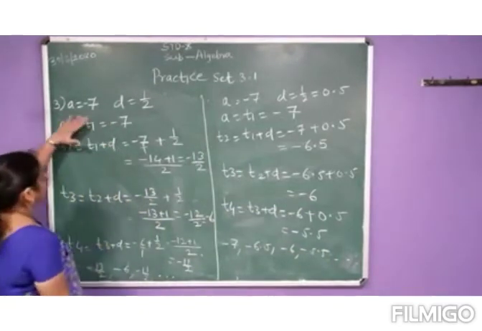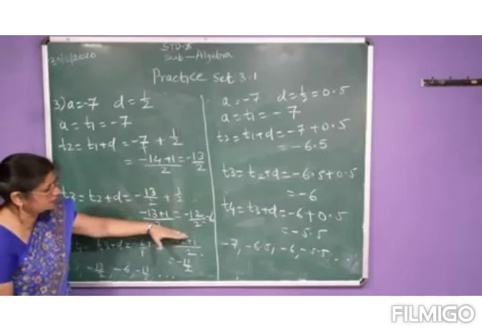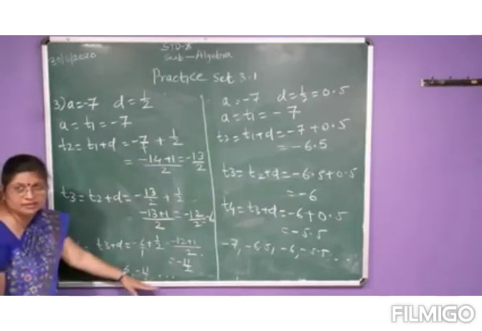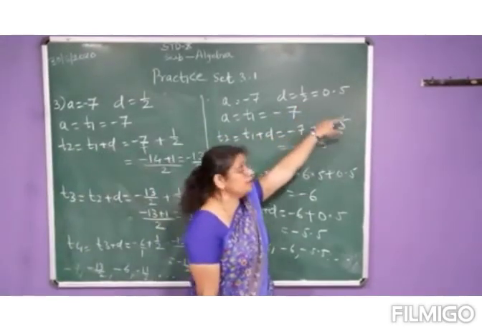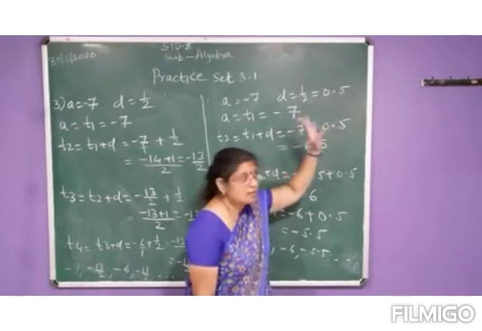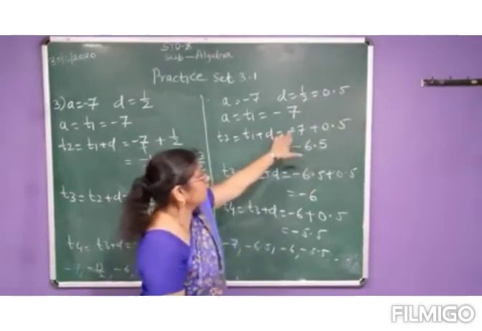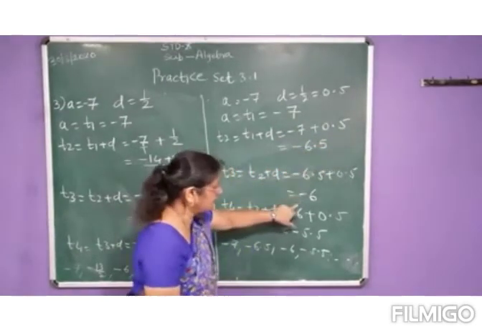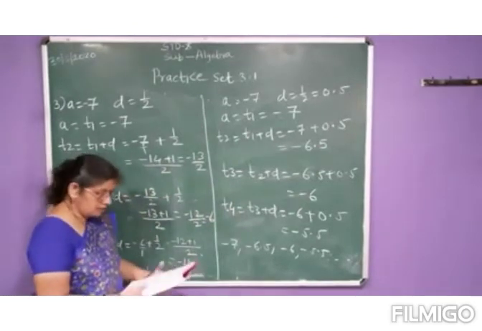See, once again I will repeat this. This is in the fraction, so I have taken the fraction here. What answer did I get? Minus 7, minus 13 upon 2, minus 6, minus 11 upon 2. Here I have converted half into decimal form, that is 0.5. If you divide 1 by 2, how much will you get? 0.5. So minus 7 plus 0.5, I got minus 6.5. Here I got minus 6, minus 5.5. Have you understood this? Okay.